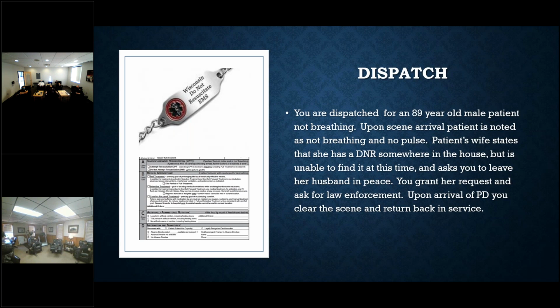You're dispatched, 89-year-old male patient not breathing. Upon scene arrival, patient is noted as not breathing, no pulse. Patient's wife states that she has a DNR somewhere in the house. Unable to find it at this time, she asks you to leave her husband in peace. You grant her request, ask for law enforcement, and clear.